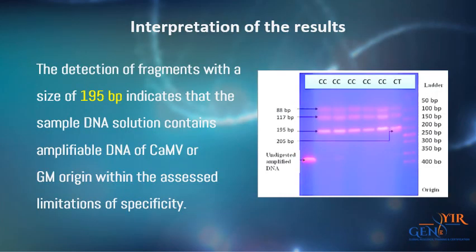General quality assurance and interpretation of the results. The target sequence is presumed to have been detected if the size of the PCR product corresponds to the expected length of the target DNA sequence, determined by comparison with products derived from certified reference material. The detection of fragments with the size of 195 base pairs indicates that the sample DNA solution contains amplifiable DNA of CaMV or GM origin within the assessed limitations of specificity.